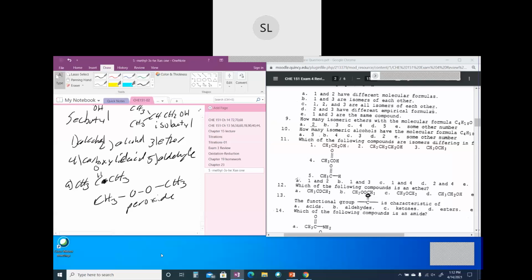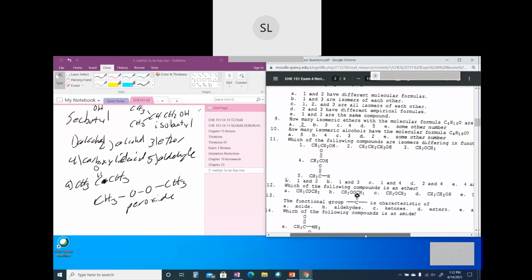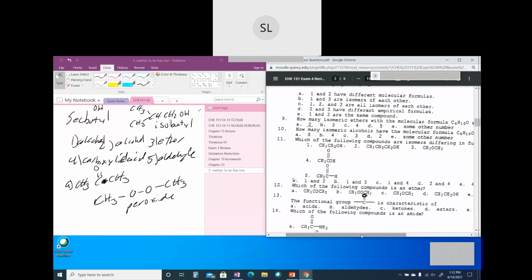D, that is an alcohol. And then E is your carboxylic acid. So the only one that is an ether is C. All right, when you have a C double bond O, it is characteristic.